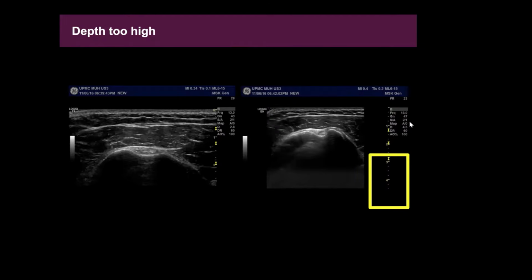Okay. So this is where the depth is too high. You can see how we're going to maybe 4.5 centimeters and there's just a lot of structure on the screen that's not really providing you any information.